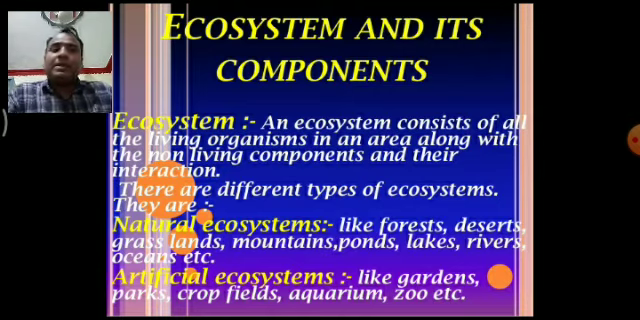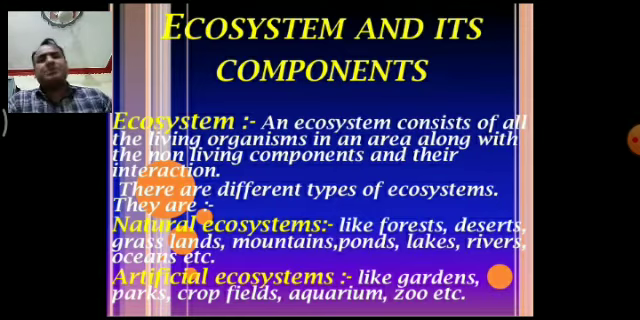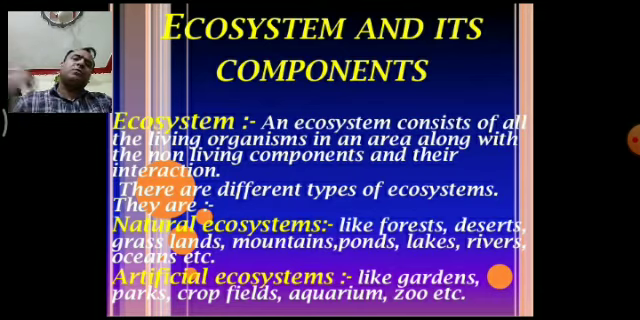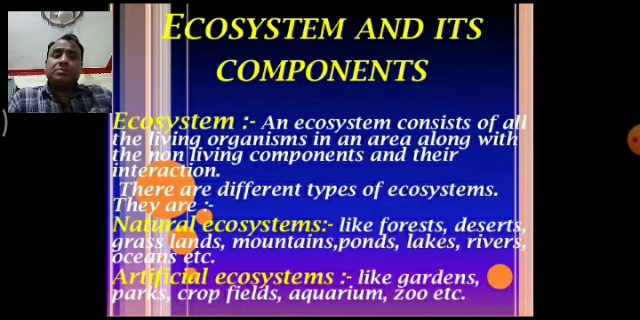There are different types of ecosystem: natural ecosystem and artificial ecosystem. A natural ecosystem is one which is present naturally. An artificial ecosystem is one formed by man for the betterment of mankind, and for income also. Natural ecosystems include forests, deserts, grasslands, mountains, ponds, lakes, rivers, etc. Artificial ecosystems include gardens, parks, crop fields, aquarium, zoo, etc. An aquarium is the best example of an artificial ecosystem.